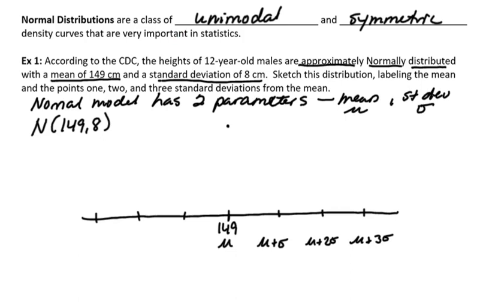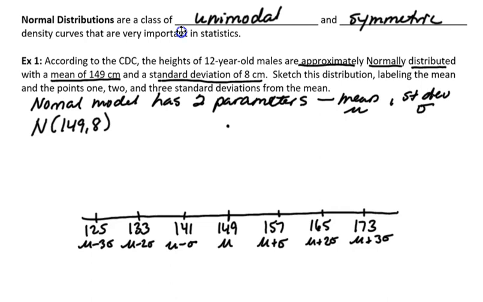So if we add 8 to 149, we get 157. We add 8 again, we get 165. We add 8 again, we get 173. Now we're going to do, on the other side, mu minus sigma, mu minus 2 sigma, and mu minus 3 sigma. So if we subtract 8, we're going to have 141, 133, and 125.